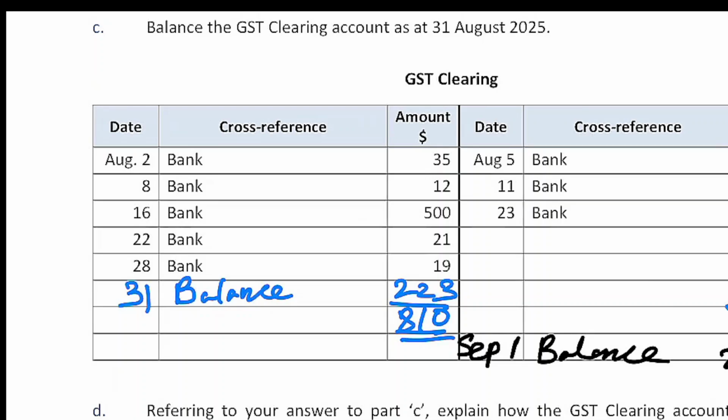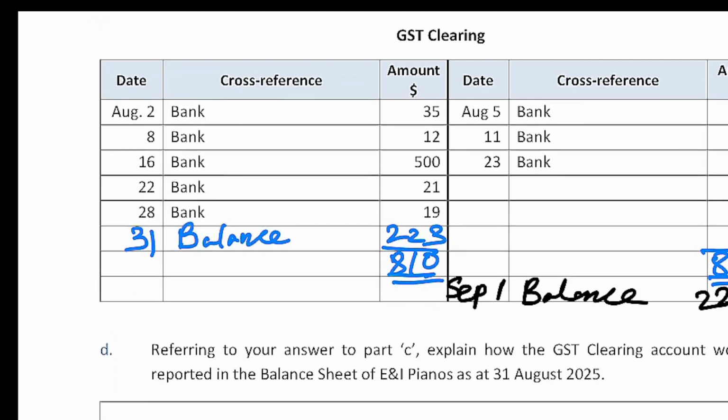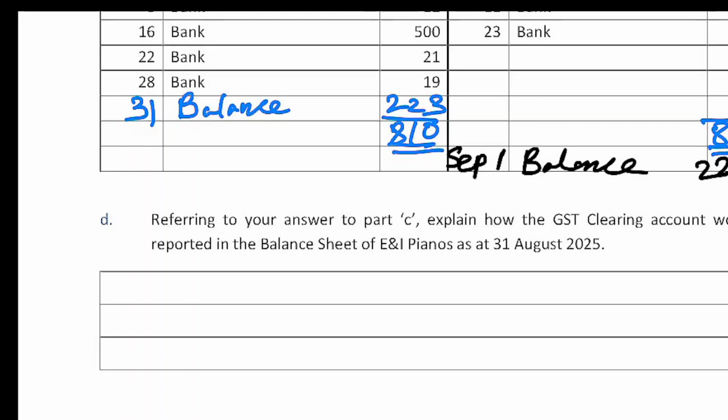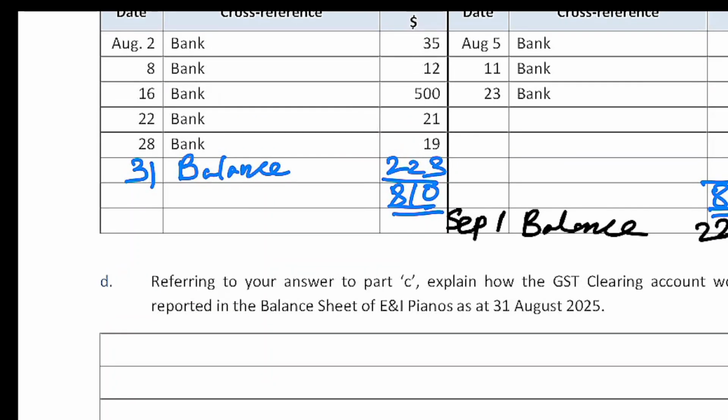Let's say you had to find the balance of a ledger account quickly. Then that's how you can find it. You don't have to do that one because now you can use a calculator and calculate the balance, of course. Good. Part D. Referring to your answer to part C, explain how the GST clearing account should be reported in the balance sheet as at 31st August. Tell me, what are they asking here? The definition of what? Sorry? Accounting element. Very good.